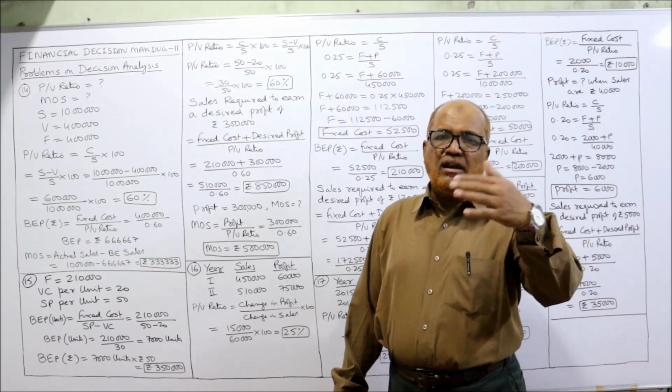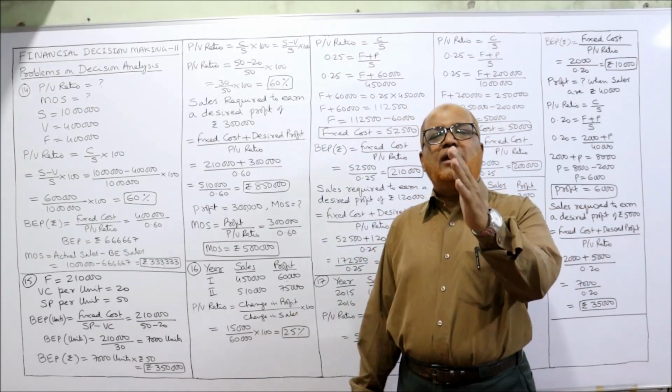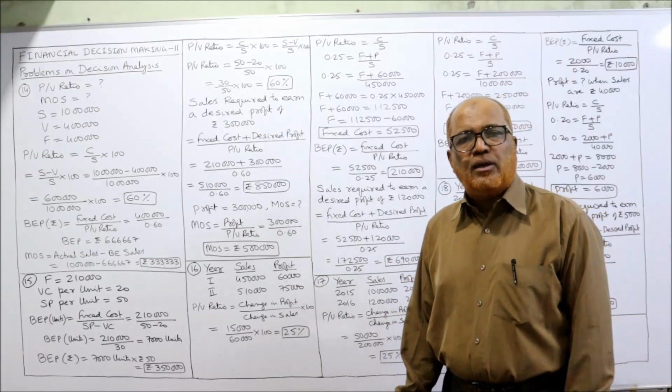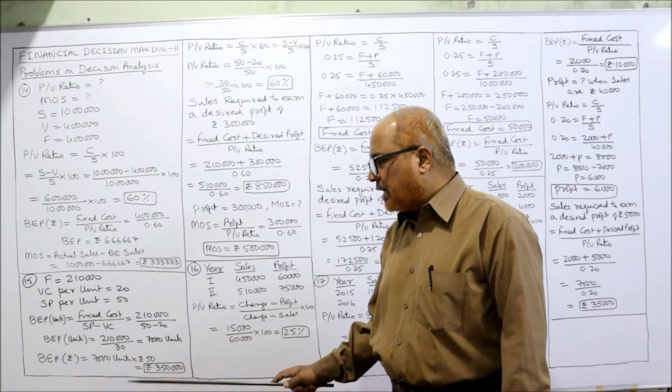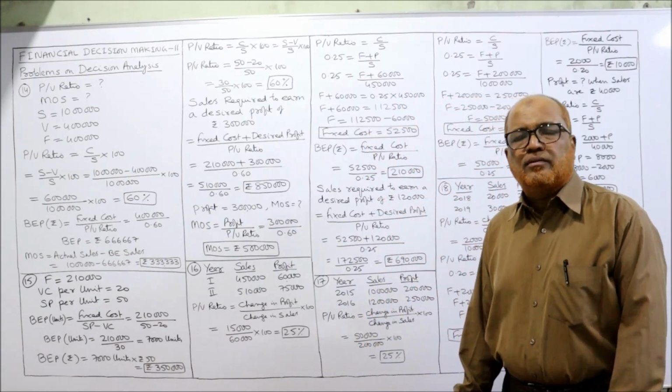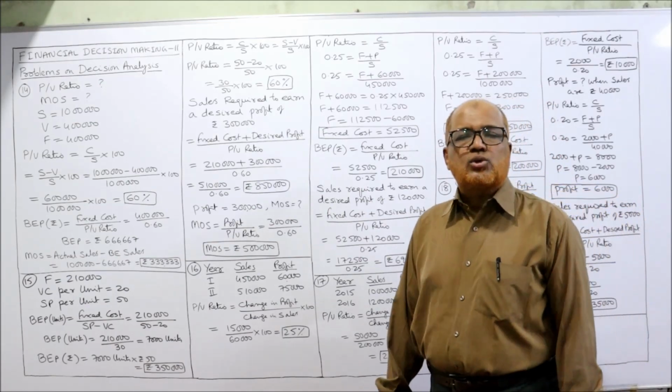Now easily we can convert it into BEP in rupees. So BEP in rupees is equal to BEP in units into selling price per unit. So 7,000 into 50 rupees selling price, you will get 3,50,000 BEP in rupees. So first of all, BEP we have calculated. Now I am coming to the next question.